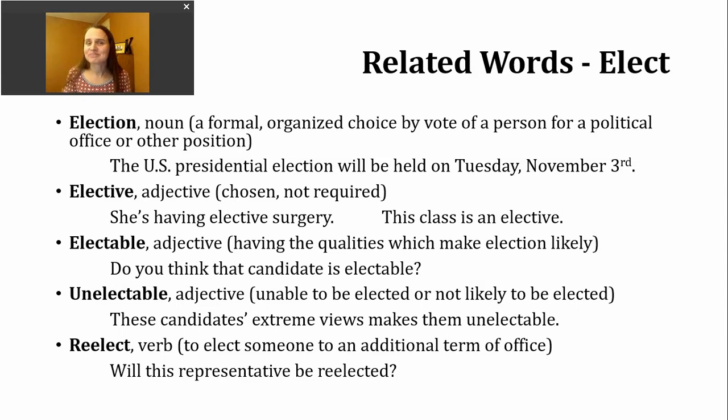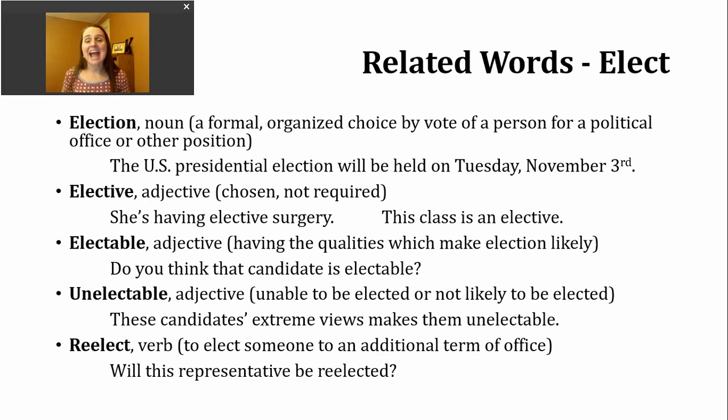A second way that you might hear this adjective used is in relation to coursework or classes. So, an example of that, this class is an elective. So you might not need the class in order to graduate, in order to have a particular major. It's just something you find interesting and a class you want to take.